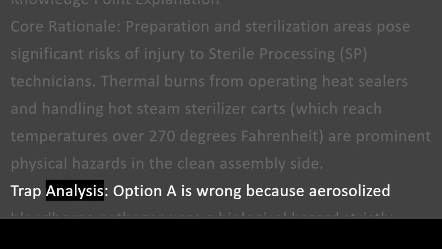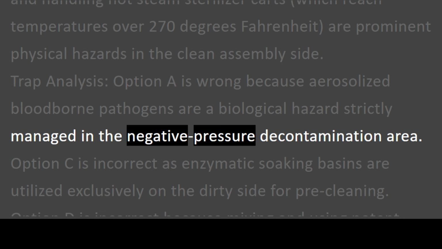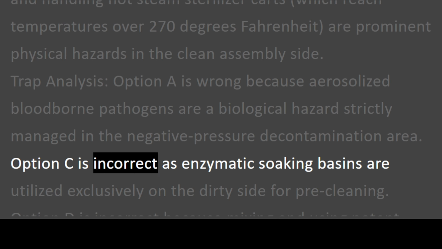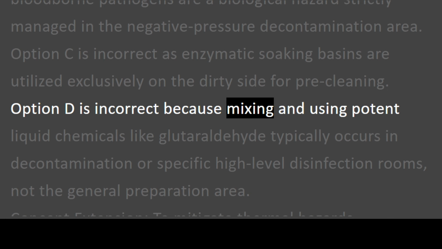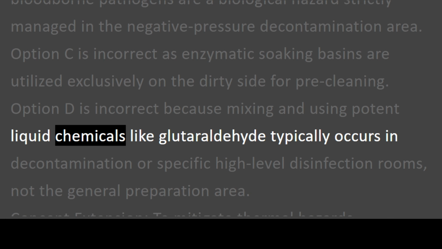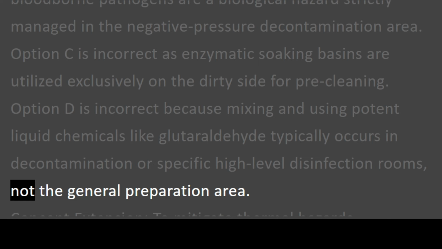Trap analysis. Option A is wrong because aerosolized bloodborne pathogens are a biological hazard strictly managed in the negative pressure decontamination area. Option C is incorrect as enzymatic soaking basins are utilized exclusively on the dirty side for pre-cleaning. Option D is incorrect because mixing and using potent liquid chemicals like glutaraldehyde typically occurs in decontamination or specific high-level disinfection rooms, not the general preparation area.